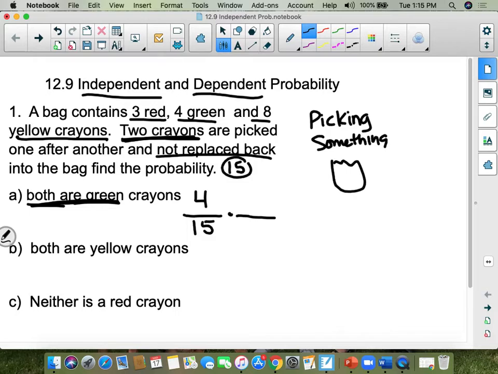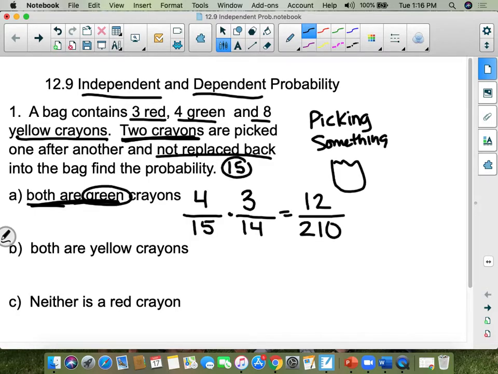But you don't replace that green one back into the bag. If you don't replace it back into the bag, you're going to have 1 less crayon in the bag. But you want to still get another green one. You are holding on to one of the green ones. Don't you just have 3 left to decide to see if you can get it? You multiply across, which gives us 12 over, because 4 times 3 is 12, and 15 times 14 is 210.